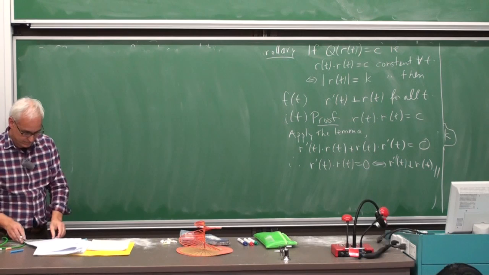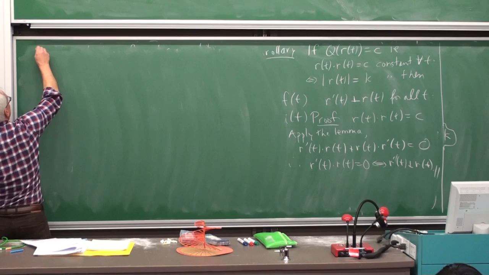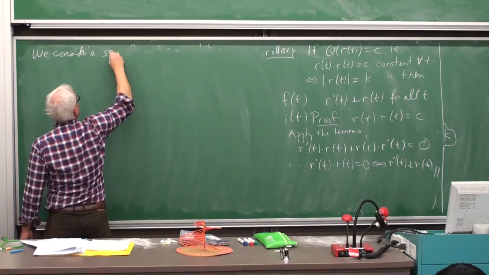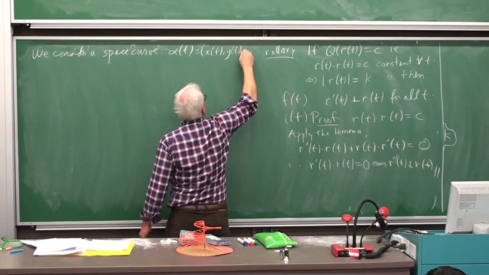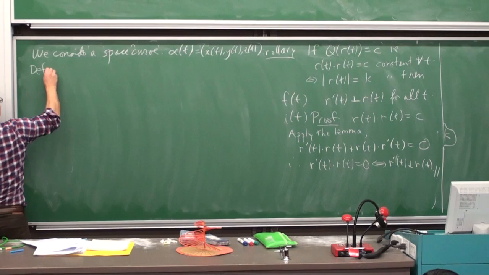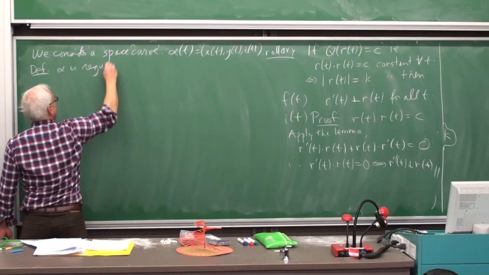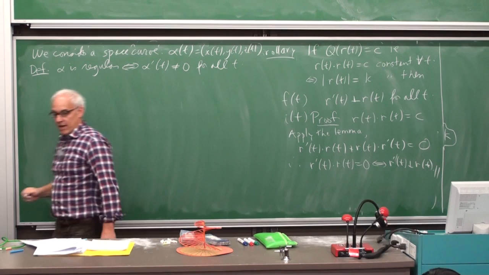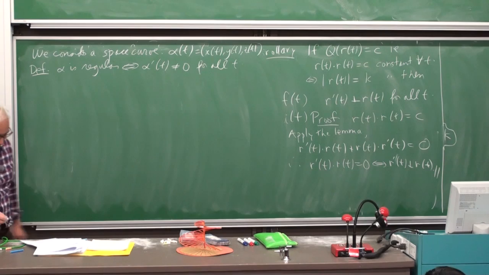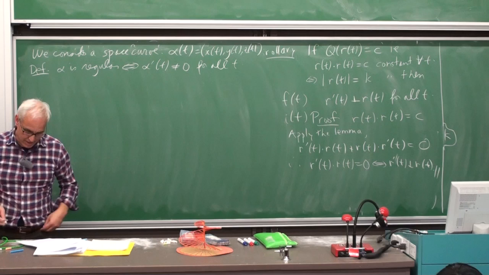All right, so we're going to be considering space curves. A space curve, perhaps alpha of t, with coordinates x of t, y of t, and z of t. And we make a definition. We say that this curve alpha is regular if alpha prime of t is not equal to zero for all t. If the velocity doesn't ever become zero, the thing keeps moving. That's going to be a useful condition because we're going to be dividing by speeds occasionally.